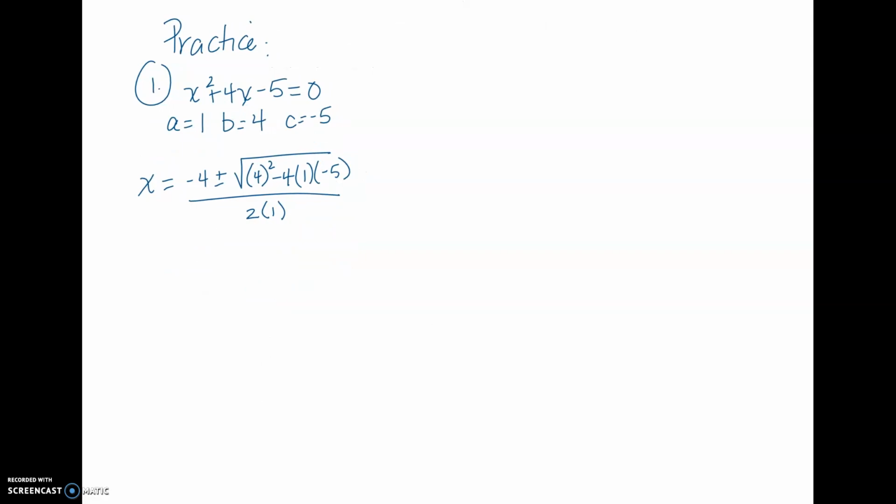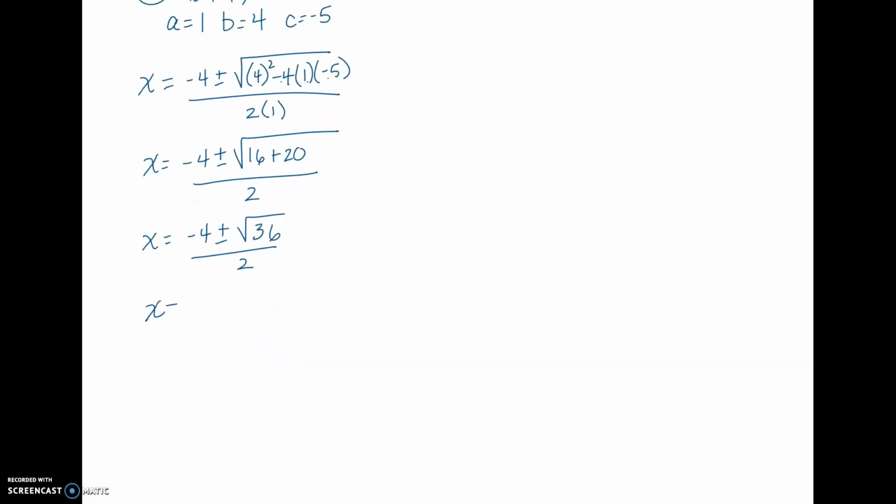Now we go ahead and we just simplify and solve. So we get x equals negative 4 plus or minus the square root of 4 squared, which is 16. Negative 4 times 1 is negative 4. Times negative 5 becomes plus 20. Over 2 times 1 is 2. So I get x equals negative 4 plus or minus the square root of 36, all over 2.